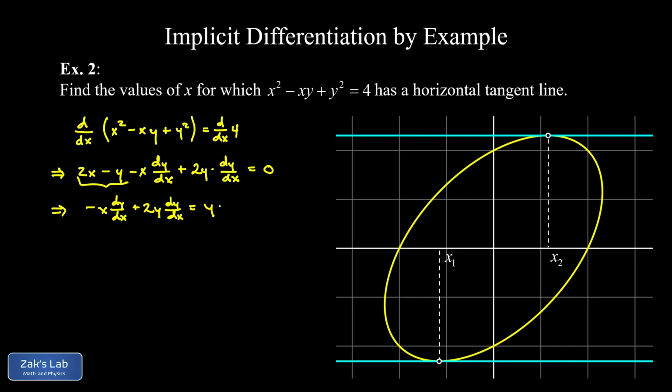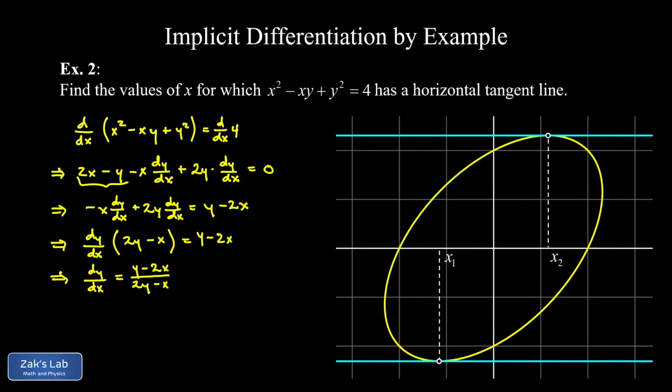So I add y to both sides and I subtract 2x and I end up with y minus 2x on the right-hand side. Now on the left-hand side, I can factor out a dy/dx, which is the thing I'm trying to solve for here. And when I factor that out, just reversing the order here so it looks a little nicer, I'm left with 2y minus x. And now I can solve for dy/dx.